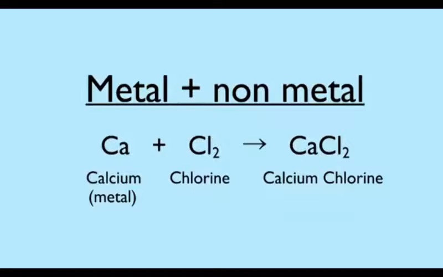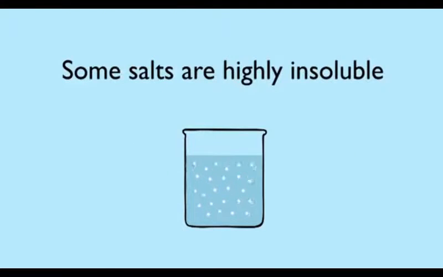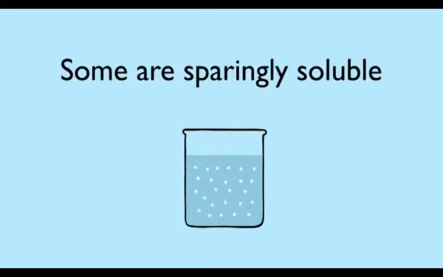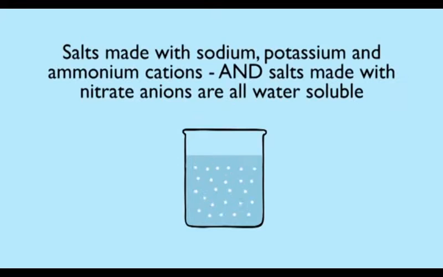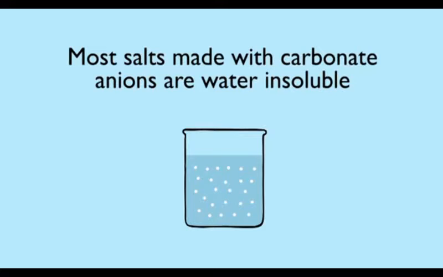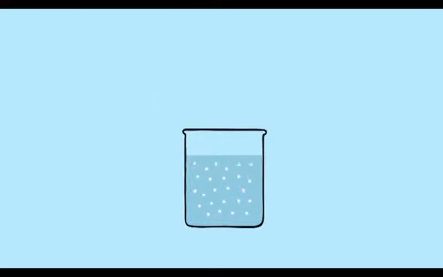All of these salts are soluble in water, but some salts are highly insoluble, and some are what we call sparingly soluble, meaning only a small amount can dissolve and the rest stays as crystals. Salts made with sodium, potassium and ammonium cations and those made with nitrate anions are all water soluble. But most salts made with carbonate anions are water insoluble. Salts dissolved in solution have an important property, the ability to conduct electricity, and we call them electrolytes.